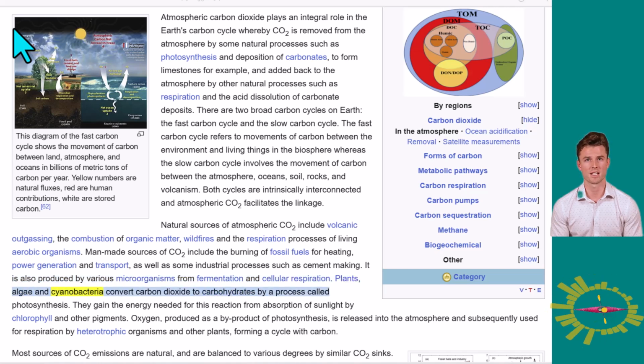Plants, algae, and cyanobacteria convert carbon dioxide to carbohydrates by a process called photosynthesis. They gain the energy needed for this reaction from absorption of sunlight by chlorophyll and other pigments. Oxygen, produced as a byproduct of photosynthesis, is released into the atmosphere and subsequently used for respiration by heterotrophic organisms and other plants, forming a cycle with carbon.